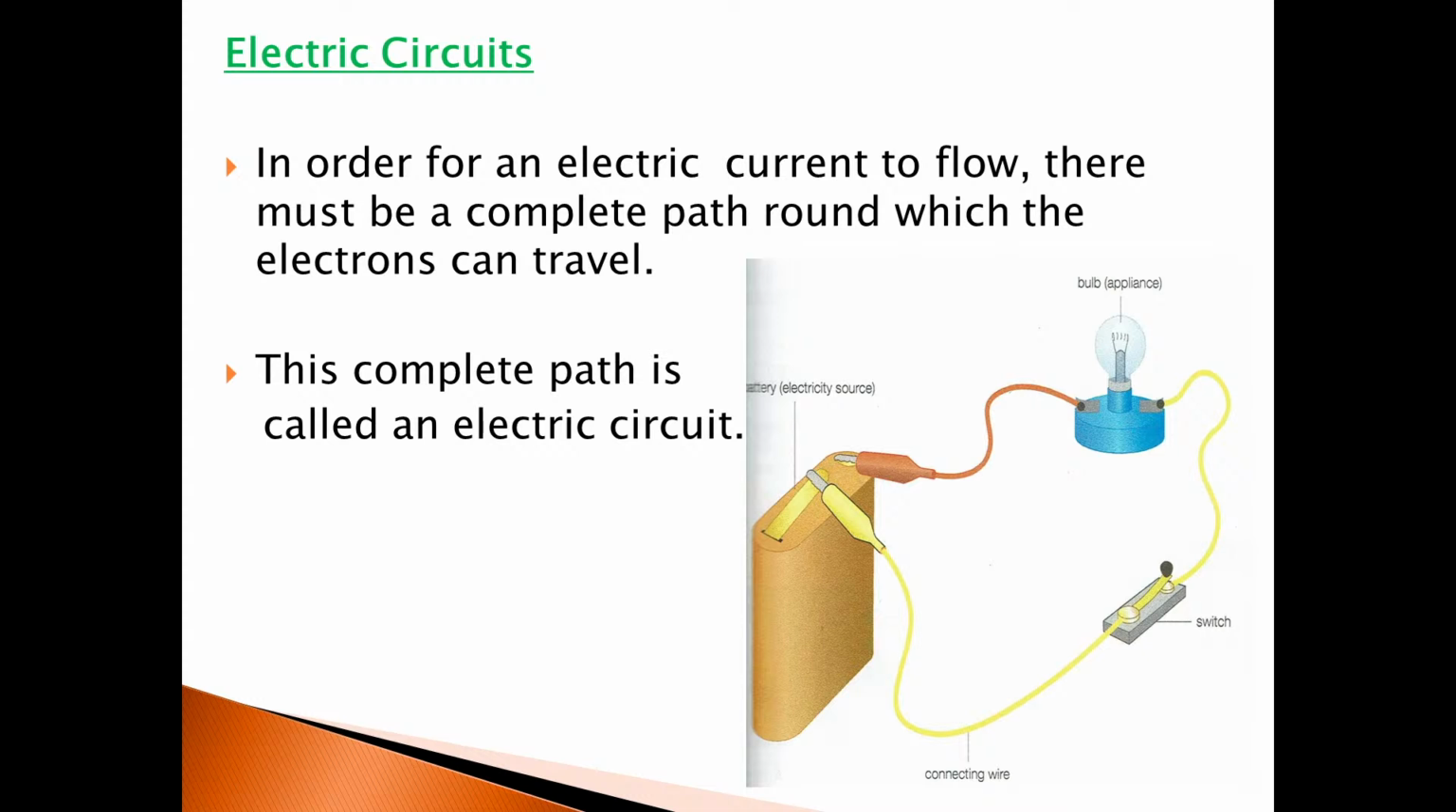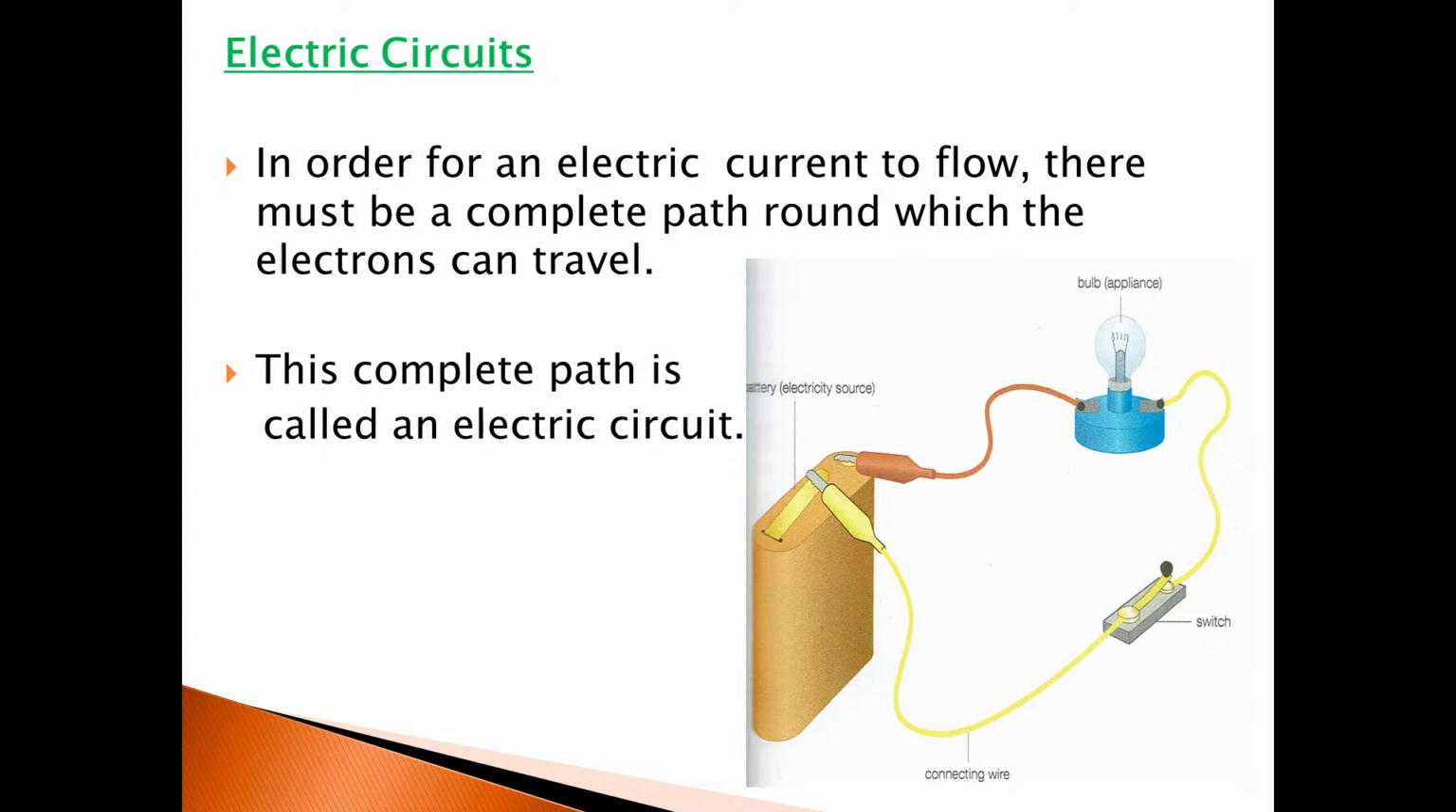This complete path is called an electric circuit. So in an electric circuit, the current definitely must flow, and there must be a complete path, meaning that it basically makes a circle.